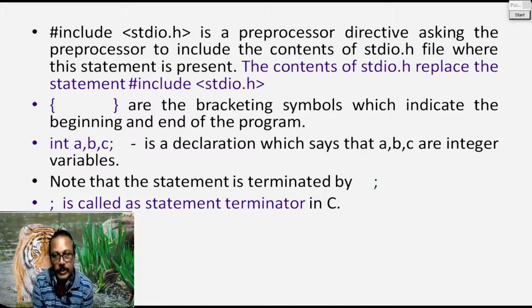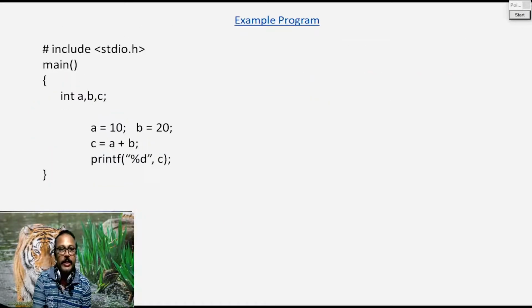stdio.h contents get replaced. So flower brackets again indicate the beginning and end, and int a, b, c are the declarations which indicate that a, b, c are integers. So int stands for integer. Note that a statement is terminated by a semicolon. So semicolon in case of C language is called a statement terminator. Here you can see all these statements.